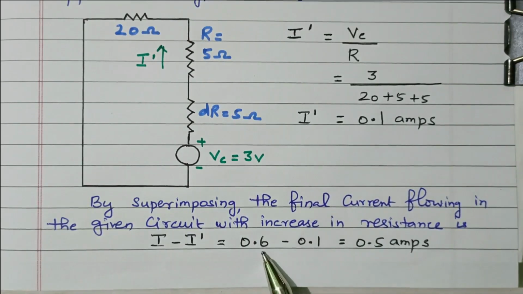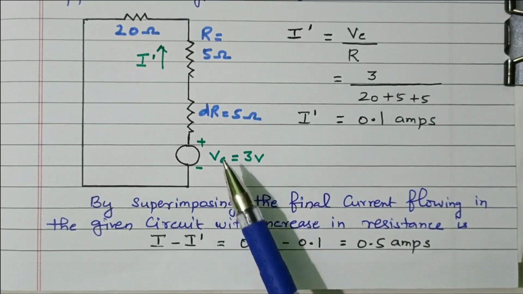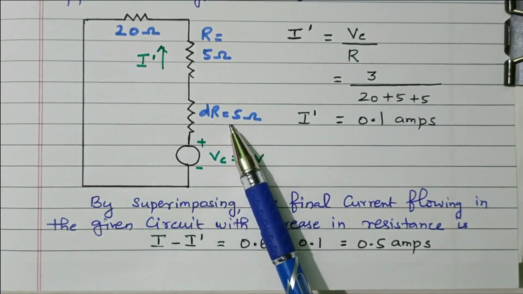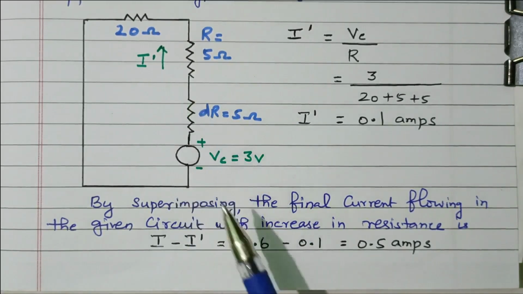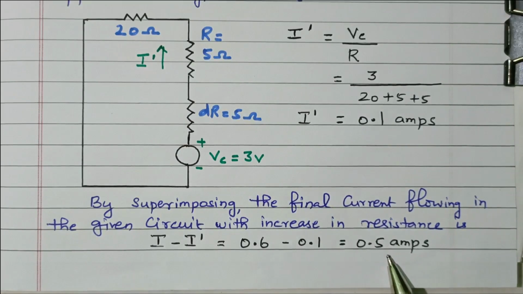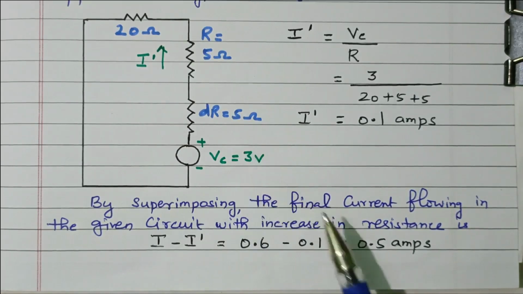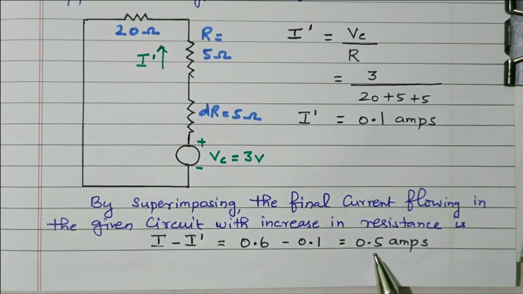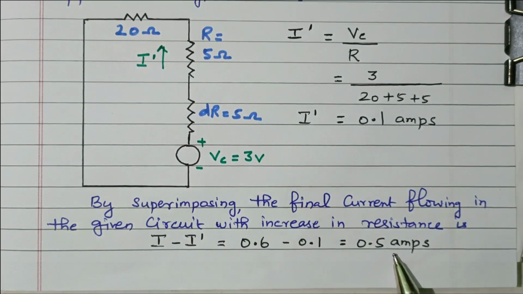So initially 0.6 ampere is flowing. Due to the increase in resistor, 0.1 ampere is flowing in the opposite direction. So 0.6 minus 0.1 is 0.5 ampere. So after increasing the resistor, the current has now changed to 0.5 ampere.